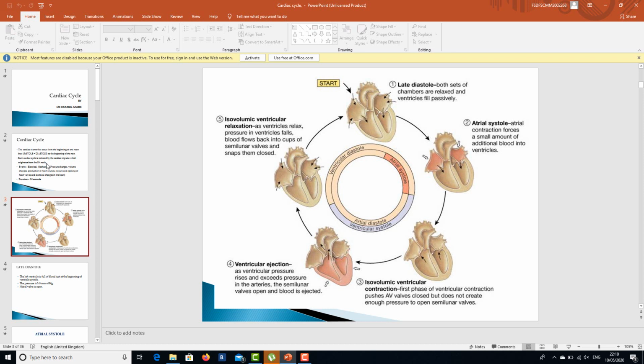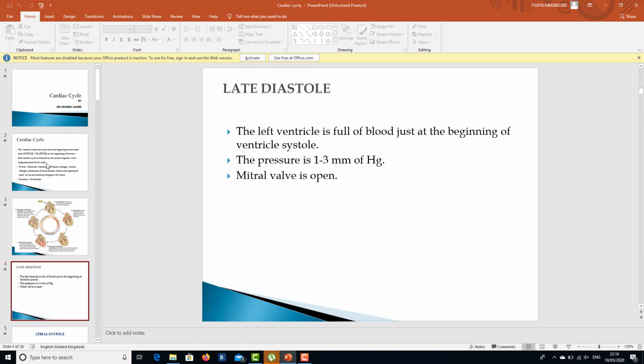So what we have is the atrial systole and atrial diastole. Then we have ventricular systole and ventricular diastole. So these are the different events which are taking place. Now let's talk about them one by one. First is the late diastole. The first phase is the late diastole.